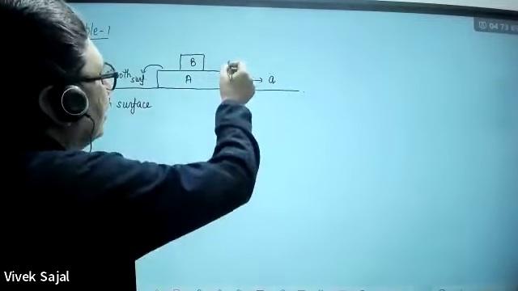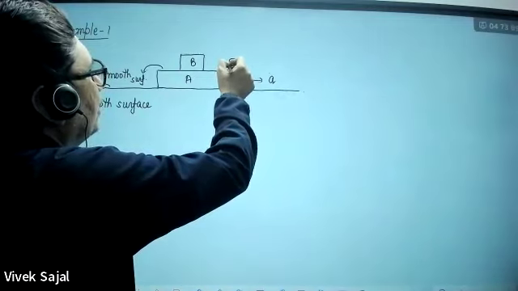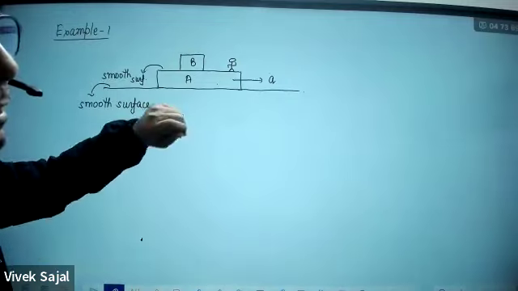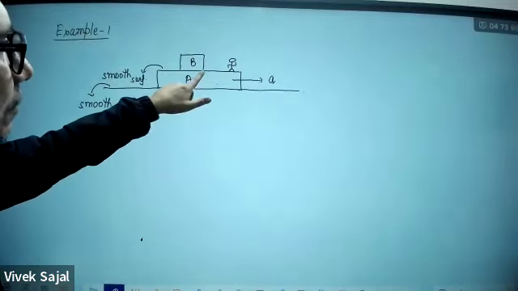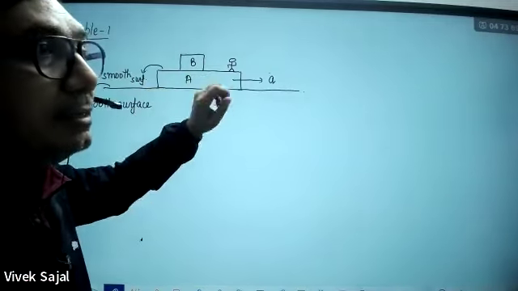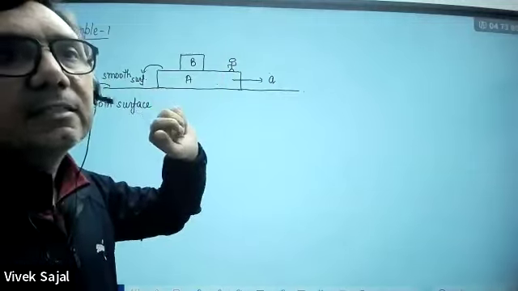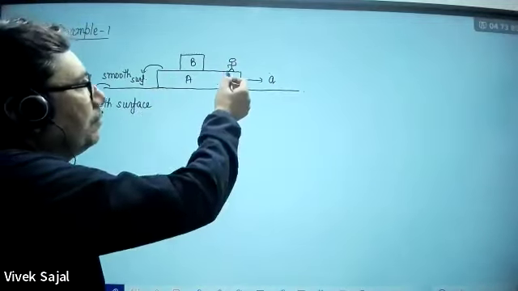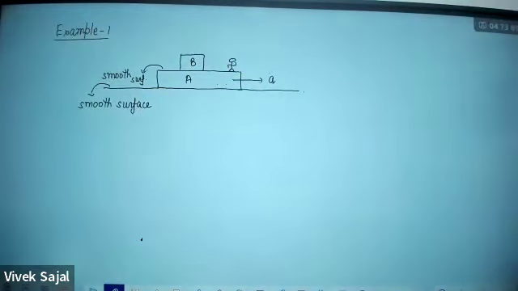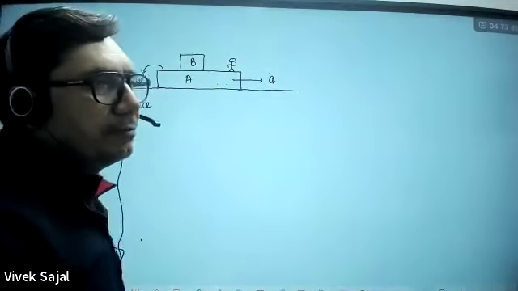Your observer is standing on A. If the observer is standing on A, then try to understand this frame of reference. The frame of reference of A is accelerated. So he is in an accelerated frame. This observer is standing on an accelerated frame. So for this person, this is an accelerated frame.